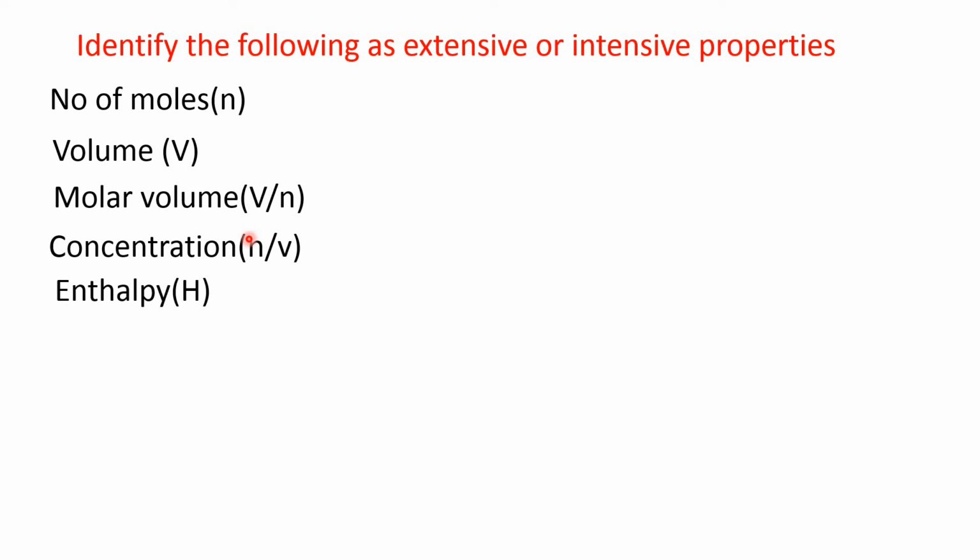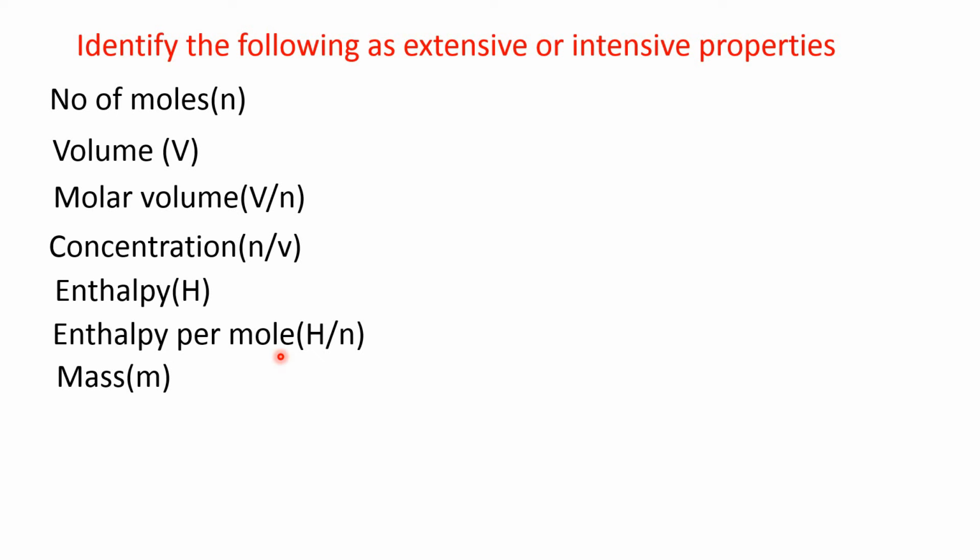Then enthalpy. Enthalpy is the total heat content. I will explain in the coming videos. This enthalpy depends on the amount of the substance. The total heat content depends on the amount of the substance. So enthalpy is an extensive property. Now enthalpy per mole. See here, enthalpy is an extensive property, number of moles is an extensive property. So their ratio, that is enthalpy per mole, will be an intensive property.